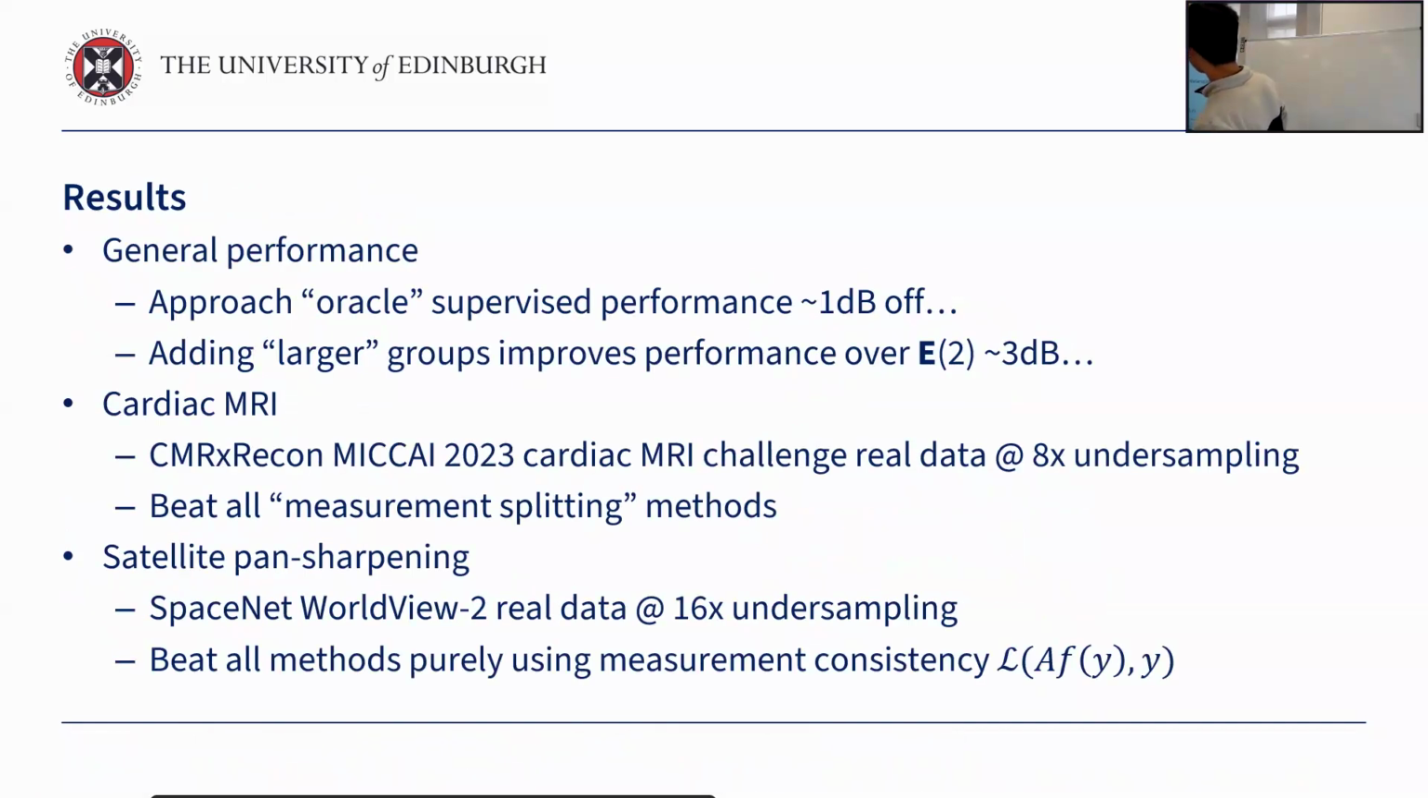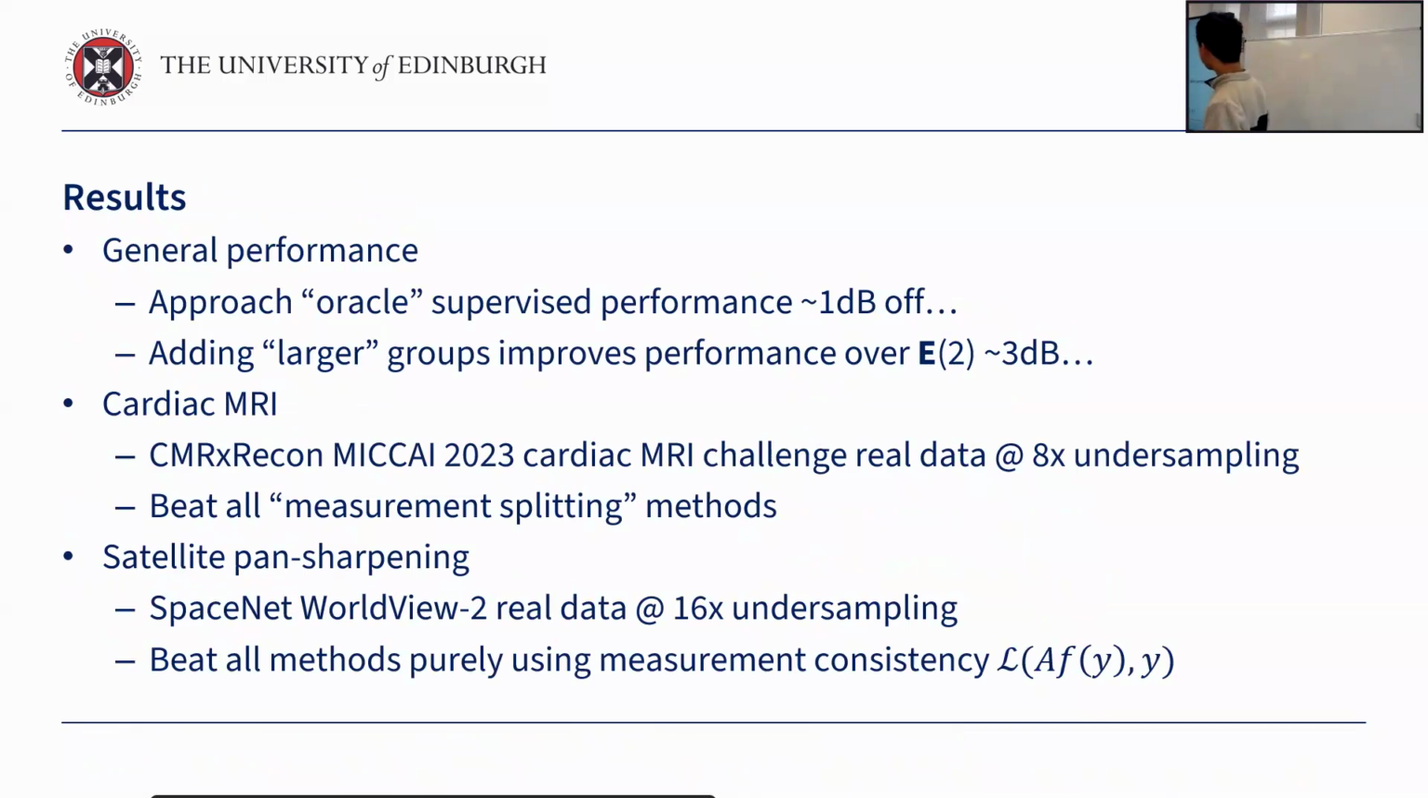So just general performance. In both of these problems, the dynamic MRI and satellite imaging that I've talked about, we're always approaching the Oracle supervised performance, and adding these larger groups, richer groups, supergroups, improves performance over the classic just 2D Euclidean group.